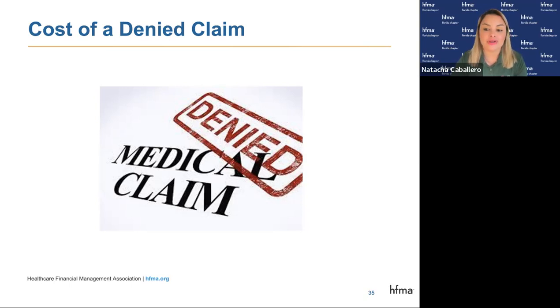The amount earned is dramatically reduced. So just think about all the work that has to be put in if you want to appeal a claim, and how important it is to get it right the first time, so that you're not reducing the amount that you're earning on each of those claims.